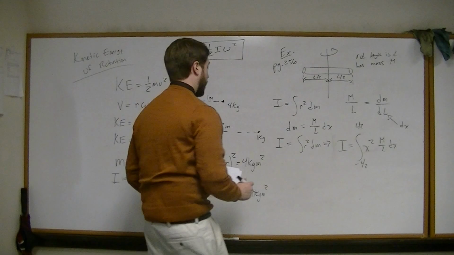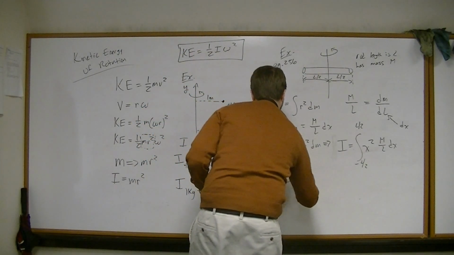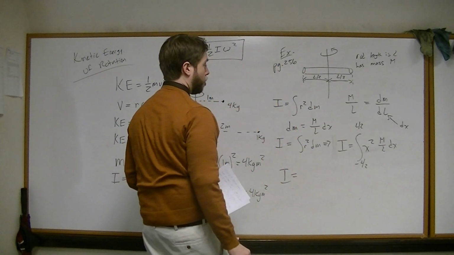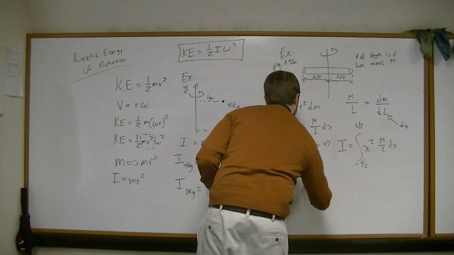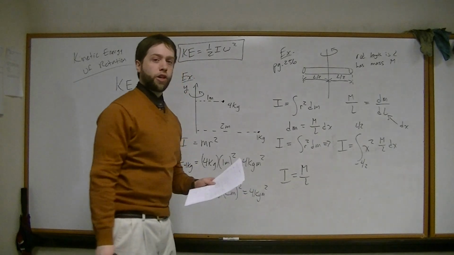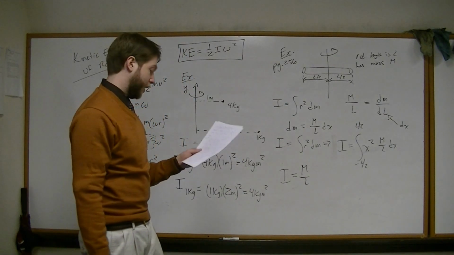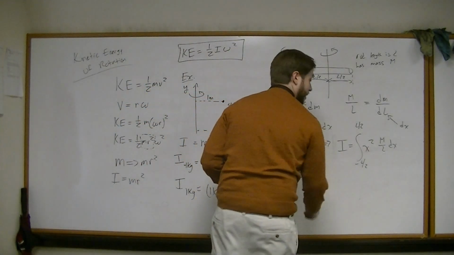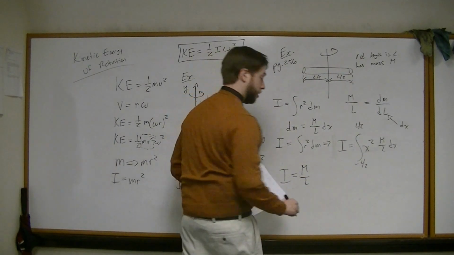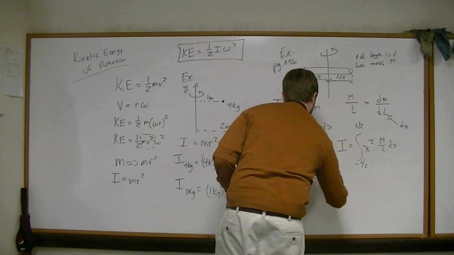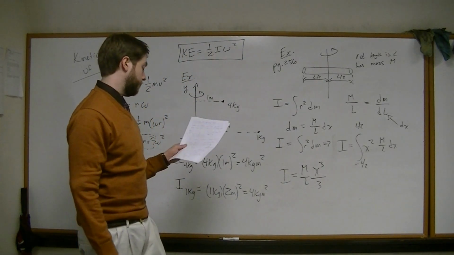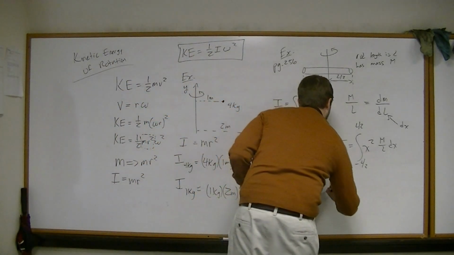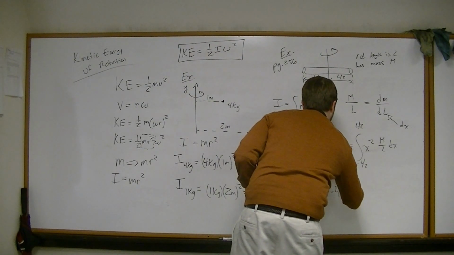We integrate this guy. M over L comes out front because that's a constant. So we have M over L. X squared goes to X cubed over 3. Sorry, I misspoke, thinking too fast. X squared goes to X cubed over 3, and our limits of integration are minus L over 2 to L over 2.